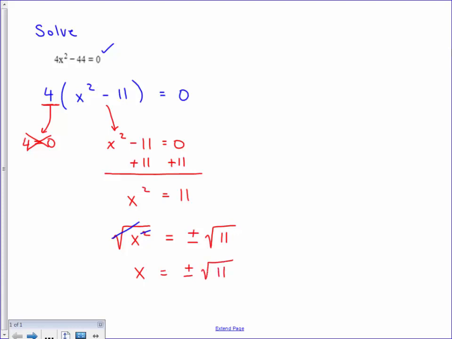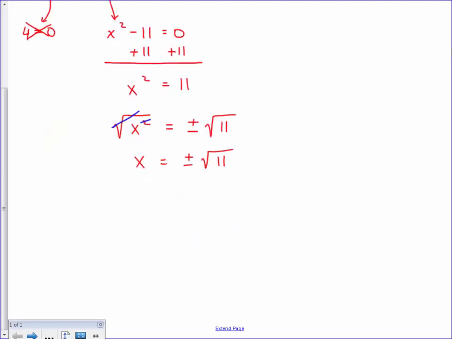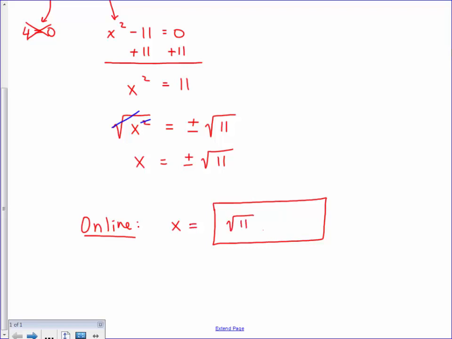Notice that 11 is a prime number and also not a perfect square, and so that particular root is simplified. Online, the way that you would need to enter your answer, they would have an x equals already, and then in the box that they've provided, you would want to type in square root of 11, comma, negative square root of 11.